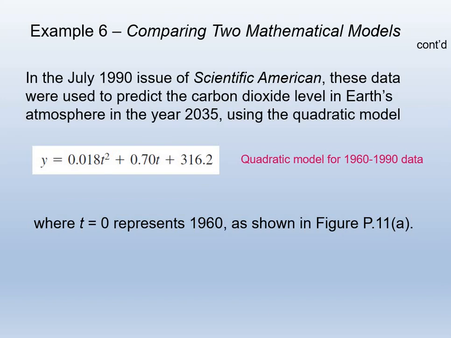time. So 1960 is our base. That's when time is 0. So that's when t equals 0. If we wanted to calculate the value at 1990, we would have to calculate it when t equals 30. So time equals 30 years.